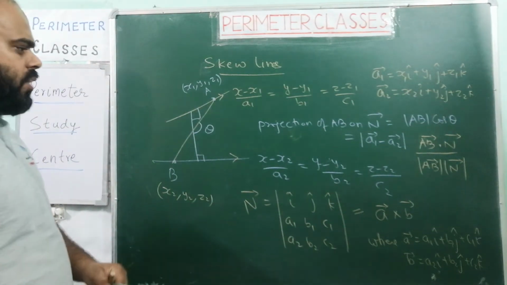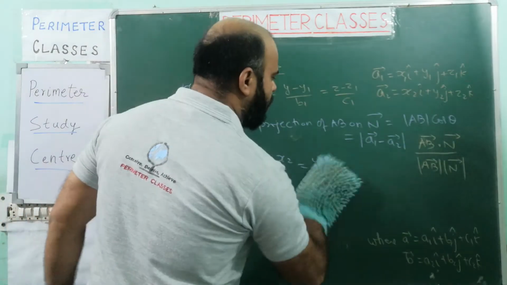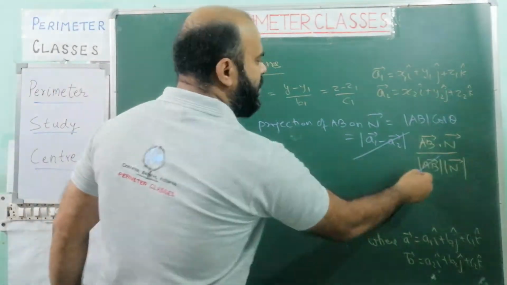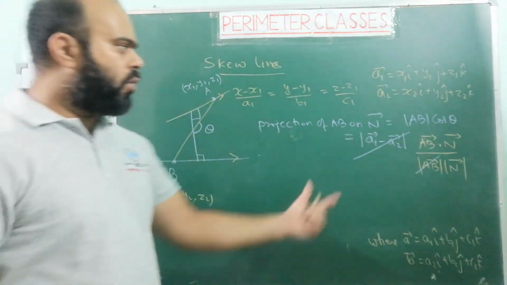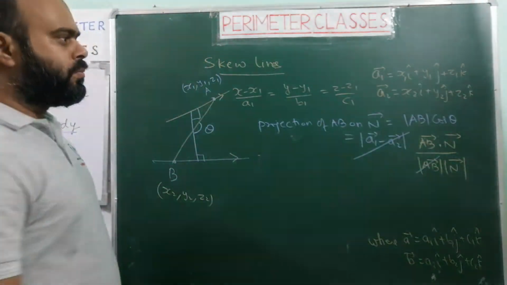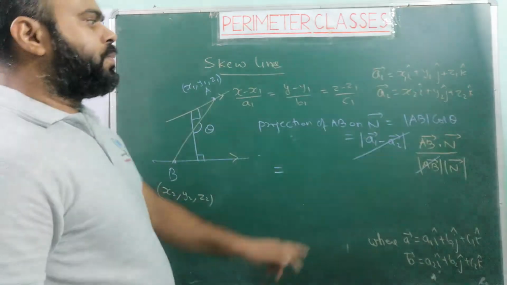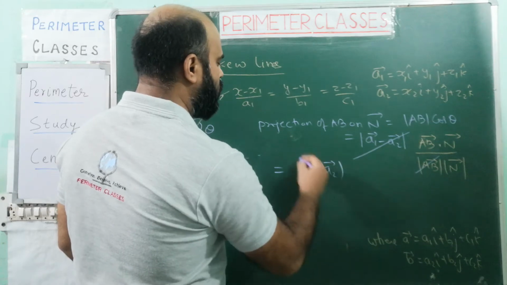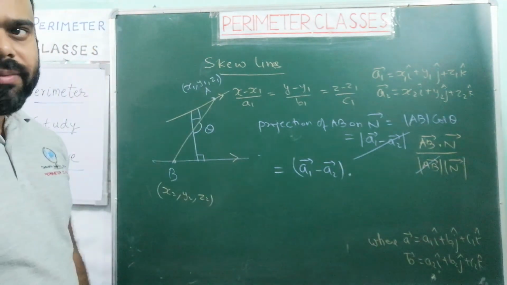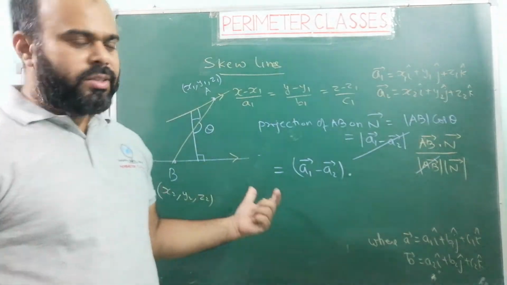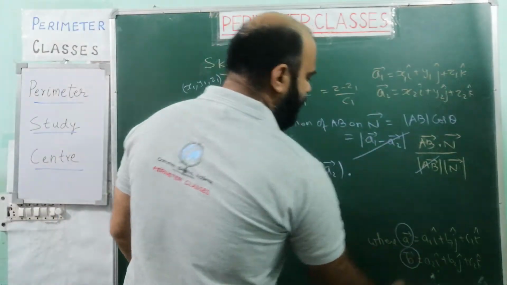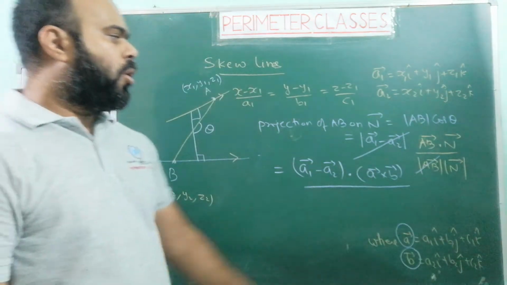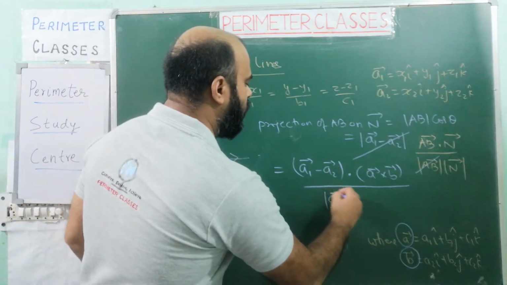Now finally, the formula which we should remember: the magnitude of AB and the magnitude of AB will get cancelled, and the vector AB is basically the difference of these two position vectors, A1 minus A2, dotted with the normal vector, which is the cross product of the two vectors A and B, as I told you just now, A cross B, divided by the modulus of the normal vector, which is the magnitude of A cross B.